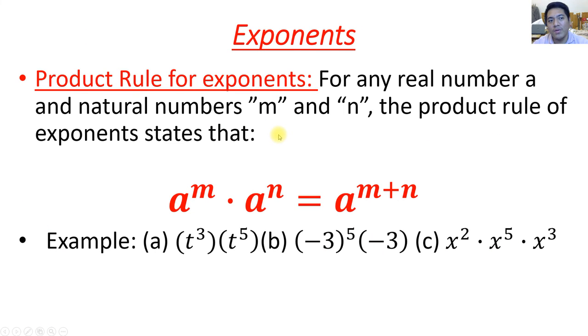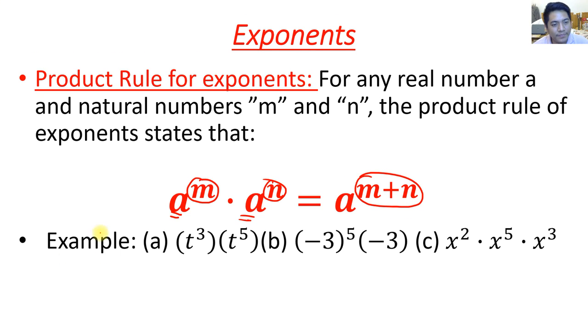So let's go now to exponents. The product rule for exponents. So we have several rules for exponents. For any real number a and natural numbers m and n, the product rule of the exponent states that if we have the same base a and we have a certain power to which these bases are raised, let's say m and n, you are going to add their exponents if they are multiplied.